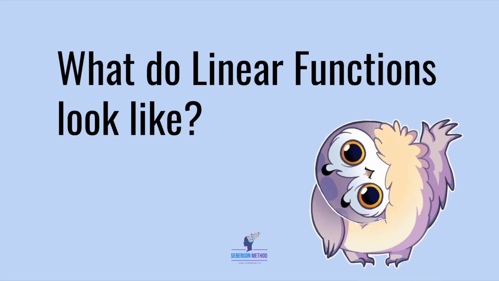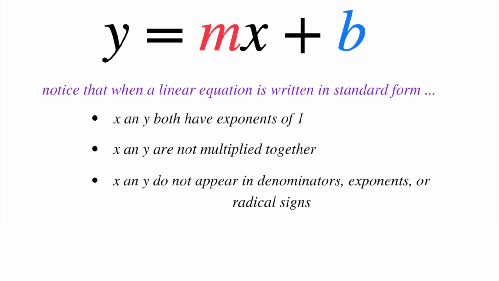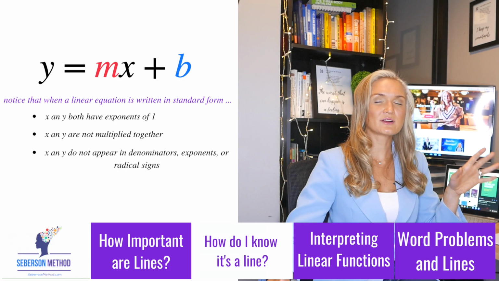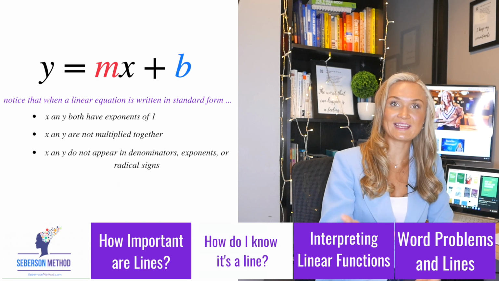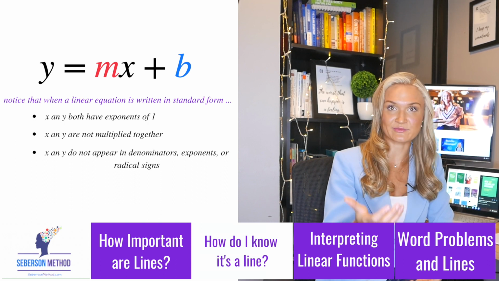What do linear functions look like? I kind of answered this question already for you. Linear functions look like y equals mx plus b, where your m is your slope and your b is your y-intercept. There are a few hints I want to give you to help you recognize that what you're looking at is a line or a linear relationship.